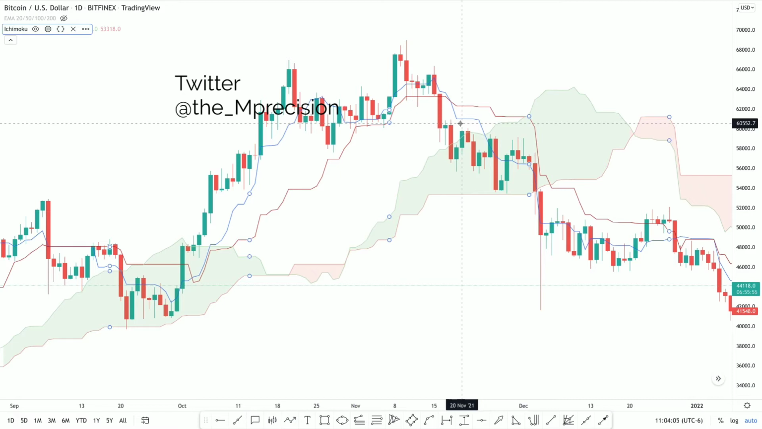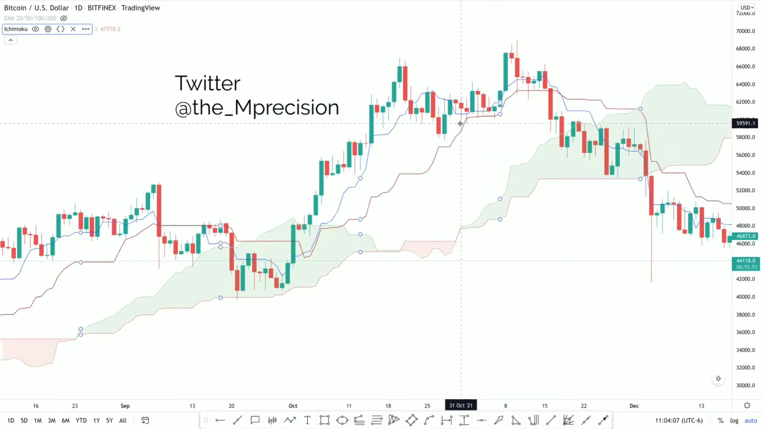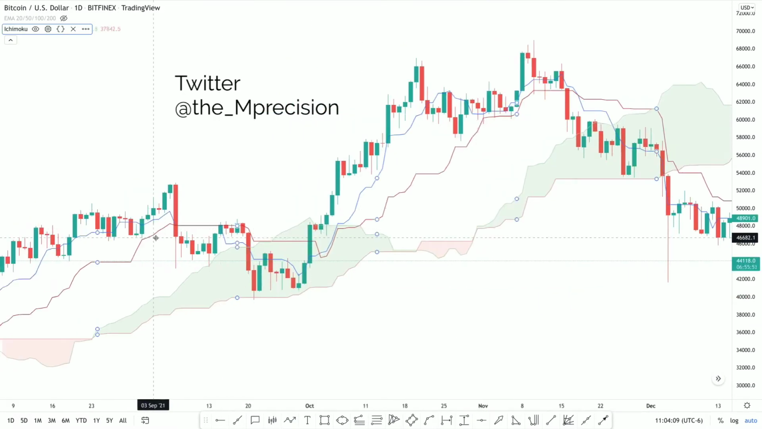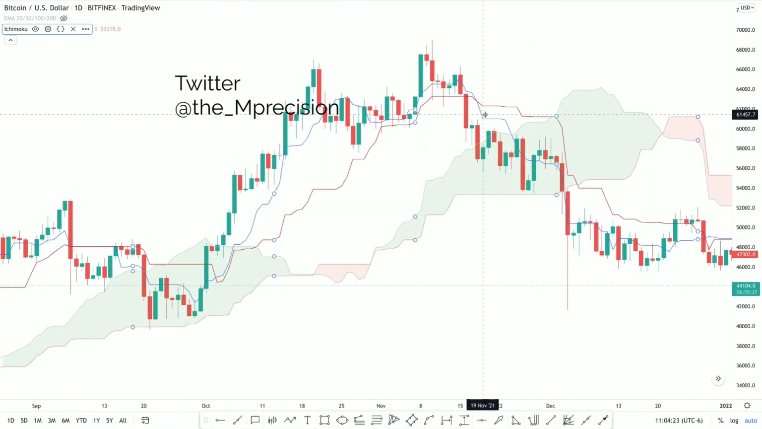Hope it makes sense. I will repeat this. If the blue line crosses the red line, like you can see it's crossing here, and goes up, you go long. If the blue line crosses the red line and comes down, you go short. Hope it makes sense.